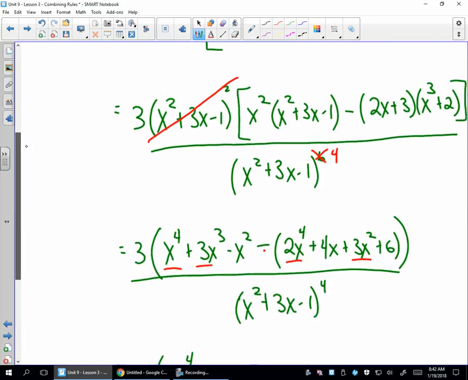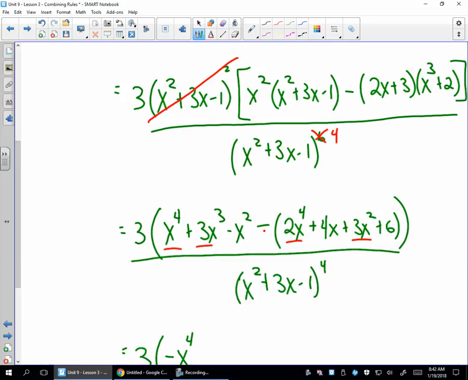That was a cube, right? Yeah, I missed something there. 2x. This should be a cube, guys. Sorry about that.